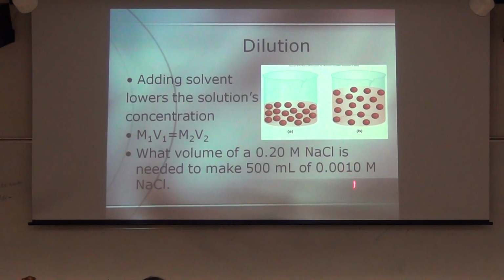Let's do that again with sodium chloride. Let's say that this concentrated one is 0.20 molar, and we want to dilute it to 500 milliliters of 0.01 molar. Actually 0.001 molar. So we're going to dilute it a lot. It's going to go from 0.2 to 0.001. I want to find out how much of this concentrated stuff we need to use to make 500 mils of the diluted stuff.